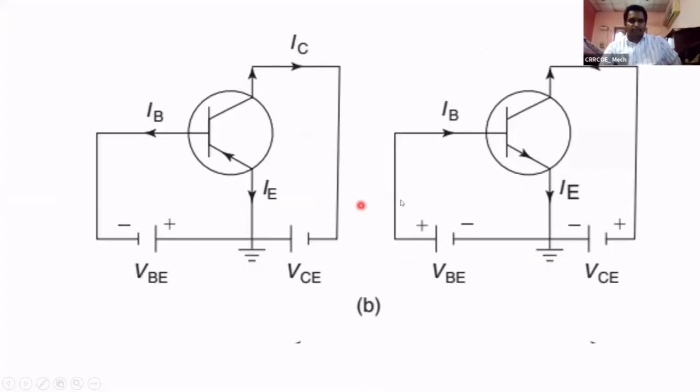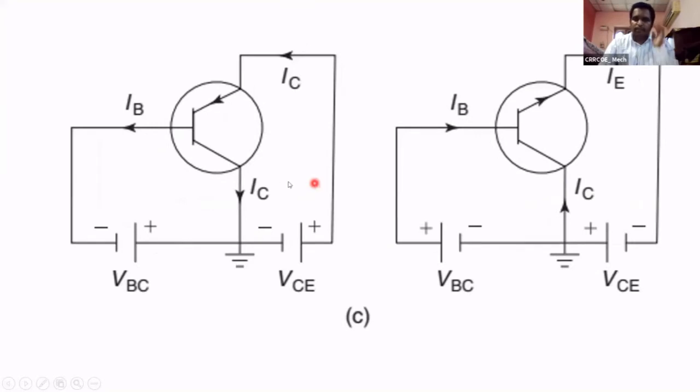See this, here the input voltage is given between the base and emitter, and the output is taken between the collector and emitter. What is the common terminal? Emitter is the common terminal. So this type of connection is called common emitter configuration. This is PNP, and this is the NPN transistor. The input is between base and emitter, output is between collector and emitter, so the common terminal is emitter.